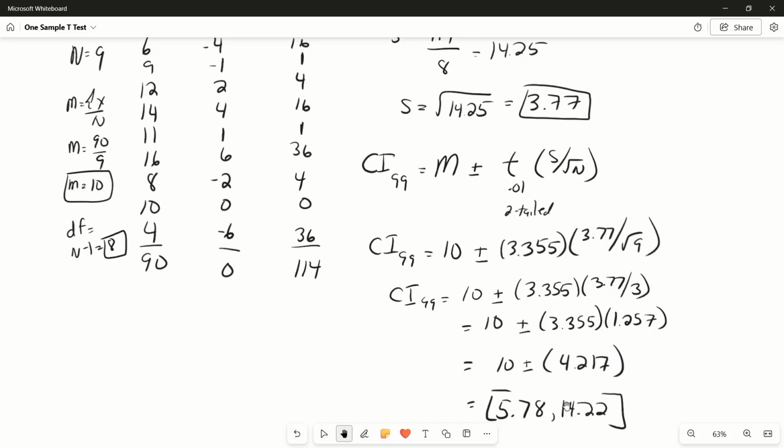So this sample is not statistically different from a population with a mean of 6, because 6 is in the interval. If it was a mean of 5, it would be statistically different from a population with a mean of 5, because 5 is not in the interval. But since 6 is in the interval, it is not statistically different from a population with a mean of 6 at the 0.01 two-tailed level. That's based on the 99% confidence interval.